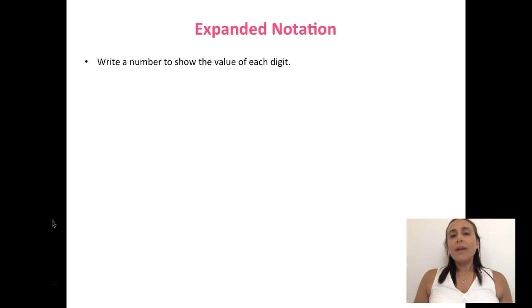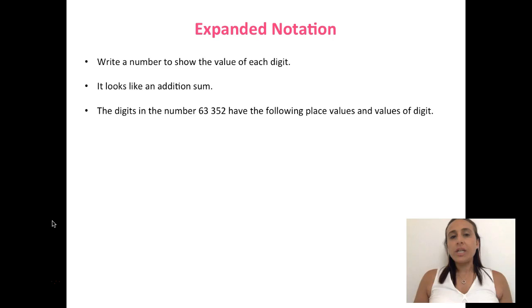It is when you write a number to show the value of each digit. It looks like an addition sum. The digits in the number 63,352 have the following place value and values of digits.